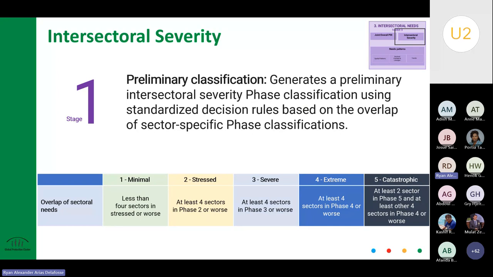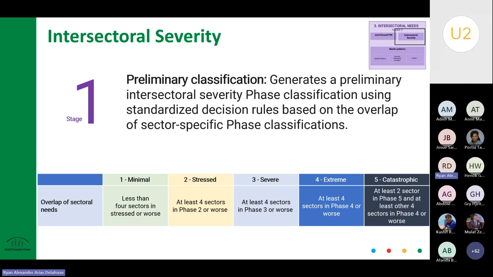And we did this because even though it is not a perfect correlation, we ran a lot of analysis with the Center for Humanitarian Data, and there is a lot of correlation between the number of sectors at high levels of severity and a high level of intersectoral severity. So this is going to give you a preliminary intersectoral severity. As you can see, catastrophic would be you need at least 2 sectors in phase 5 and at least 4 others in phase 4.